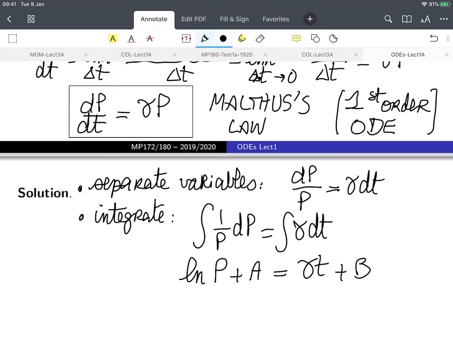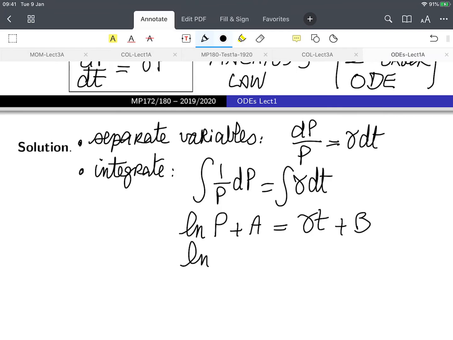I could go further. Ultimately, I want to know the population at time t. So can I find p from this equation? I can say log of p equals gamma t plus a minus b. A and b are arbitrary constants, so b minus a is also an arbitrary constant. I'm just going to call it c. Now, an equation involving logs, I look in the log book again. I know how to solve it. It's there on page 21.